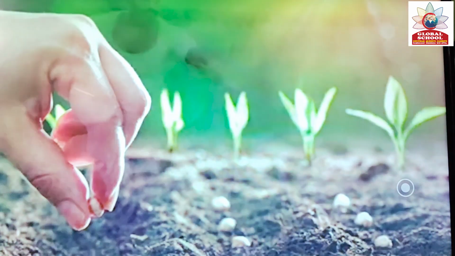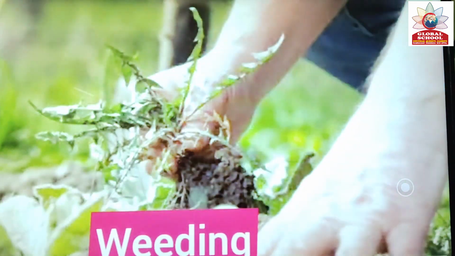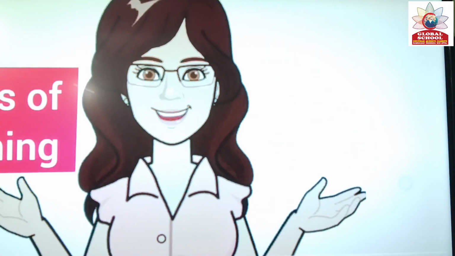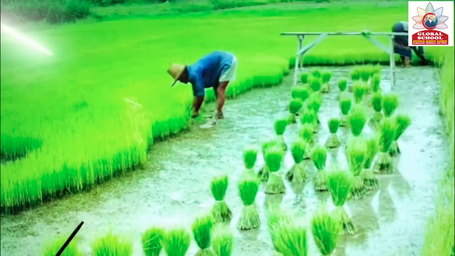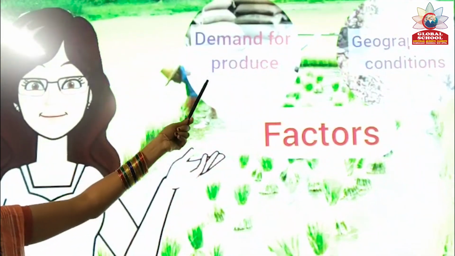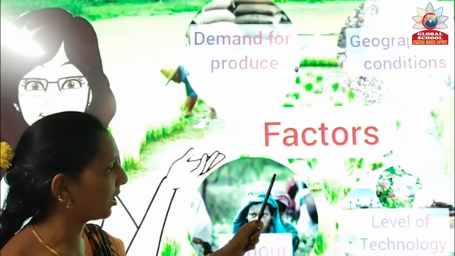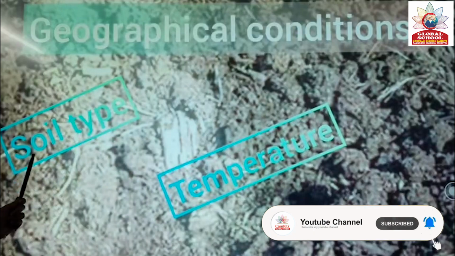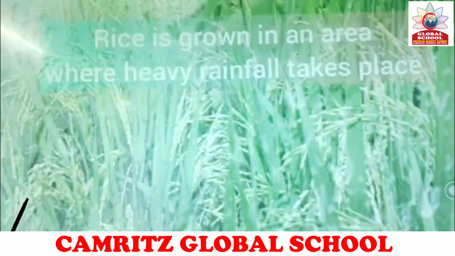Now sowing seeds, spraying pesticides, irrigating the field, weeding, harvesting. Types of farming. Now we will discuss different types of farming and their features. In farming, the factors are demand for produce, geographical conditions, labor and level of technology. Next, geographical conditions: soil type, temperature and rainfall must be there.